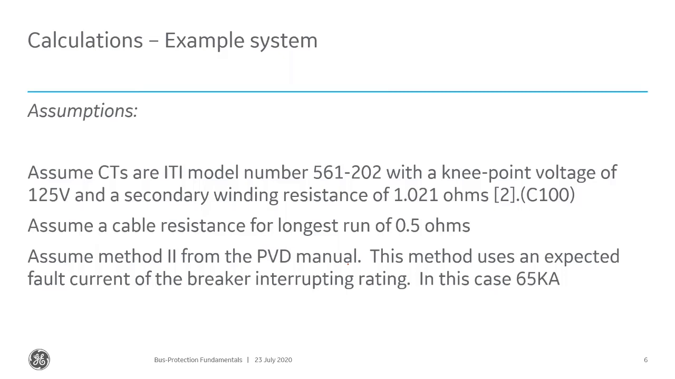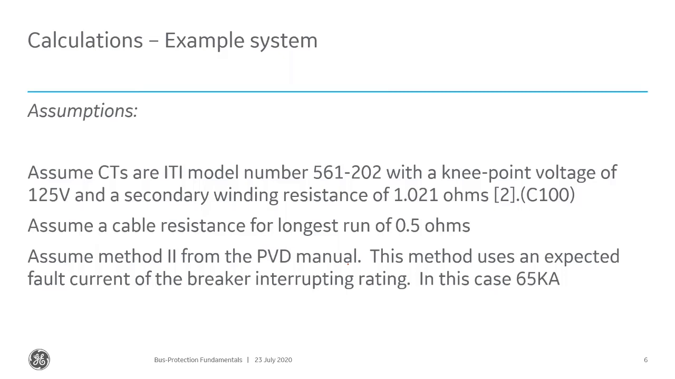561-202. Now, I'm going to assume a cable resistance for my longest run of 0.5 ohms. So this looks like maybe 500 feet away, which is not too untypical in a transmission bus, but might be a little extreme for a switchgear. But nonetheless, I've calculated my cable resistance of 0.5 ohms.